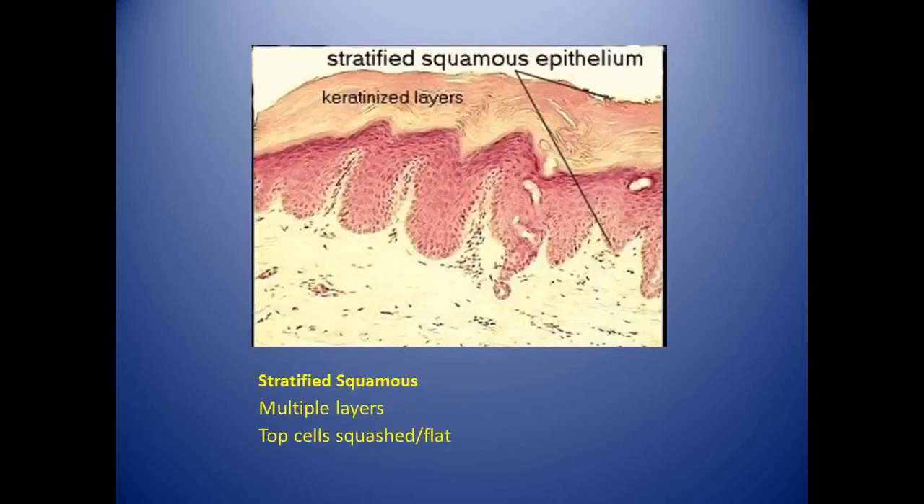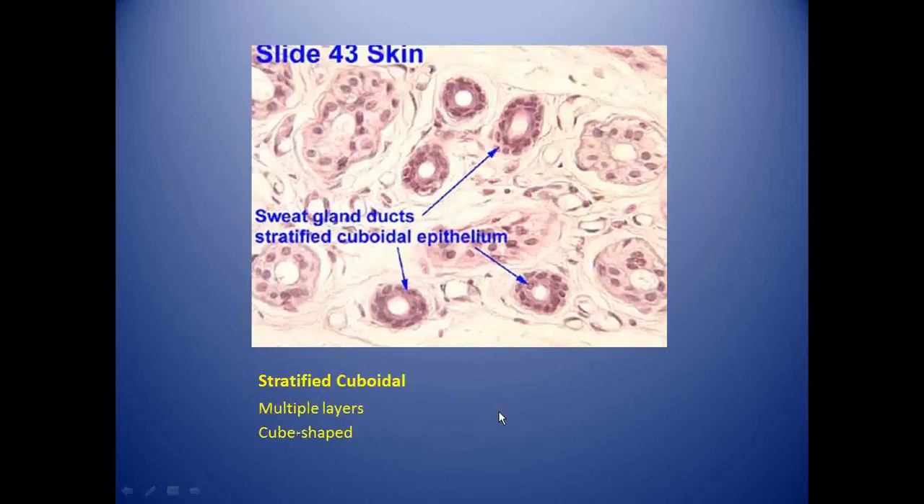Stratified squamous. Now we're looking at multiple layers again. Squamous means the same as it did with simple, flat and broad types of cells making up this tissue. So you've got a lot of layers there that are basically squashed and flat against each other. So sometimes we see that in the skin area. Here's another skin slide. This has got some stratified cuboidal. We saw a simple cuboidal back there, but here you can actually see two layers of cube-shaped cells.